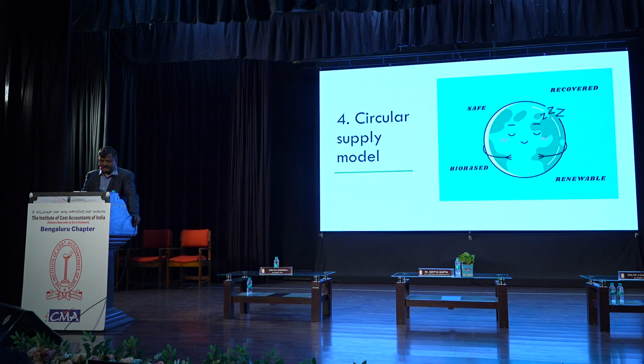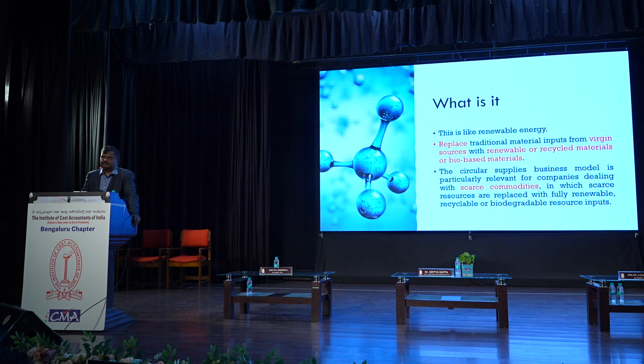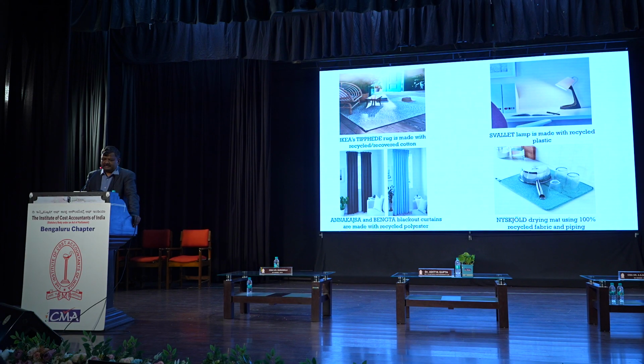The fourth model that I would like to talk about is the circular supply model. This model works at the first stage of the entire value chain that we spoke about, where we try to ensure that whatever material we use is not virgin but renewable, recycled or bio-based material. This is also very applicable to industries where the raw materials are scarce. So if you are into rare earth elements, cobalt, lithium, or very costly wool or cotton, then this model is extremely applicable for you. I will just give you certain examples.